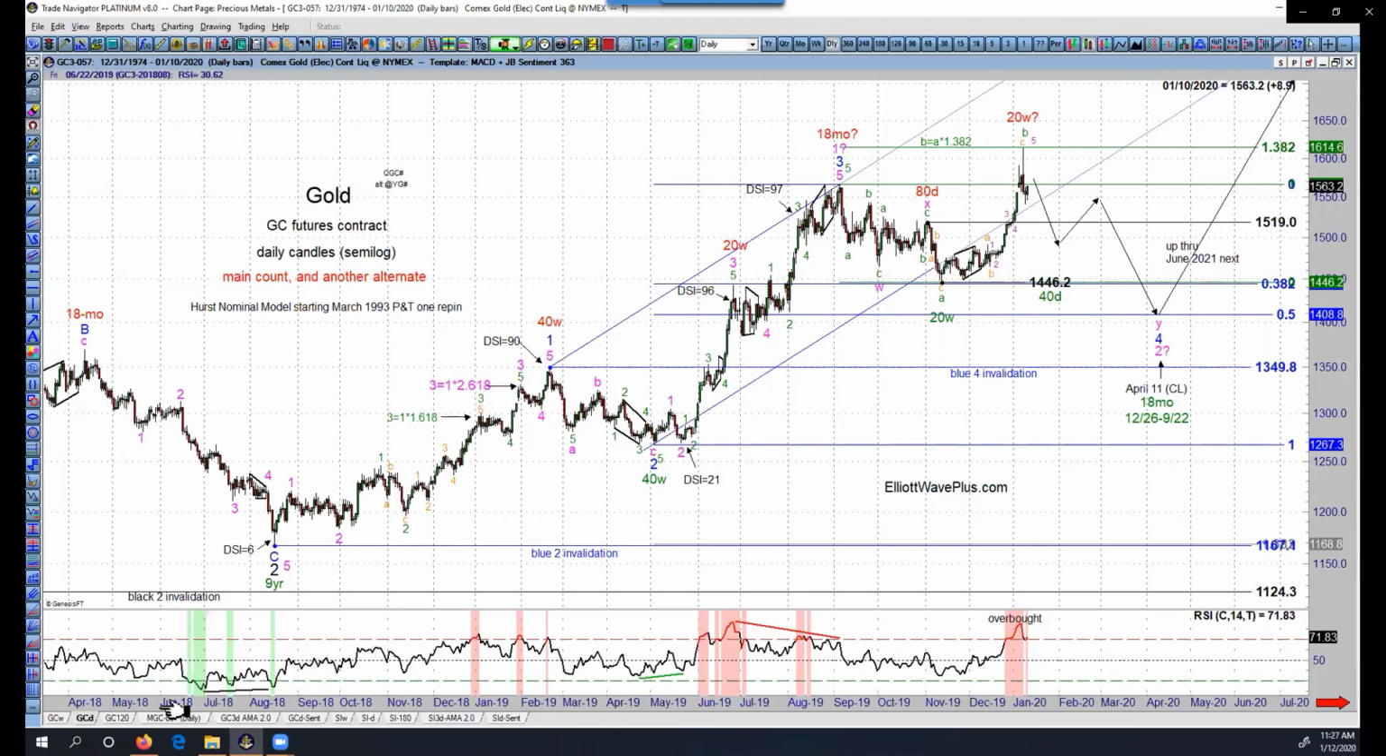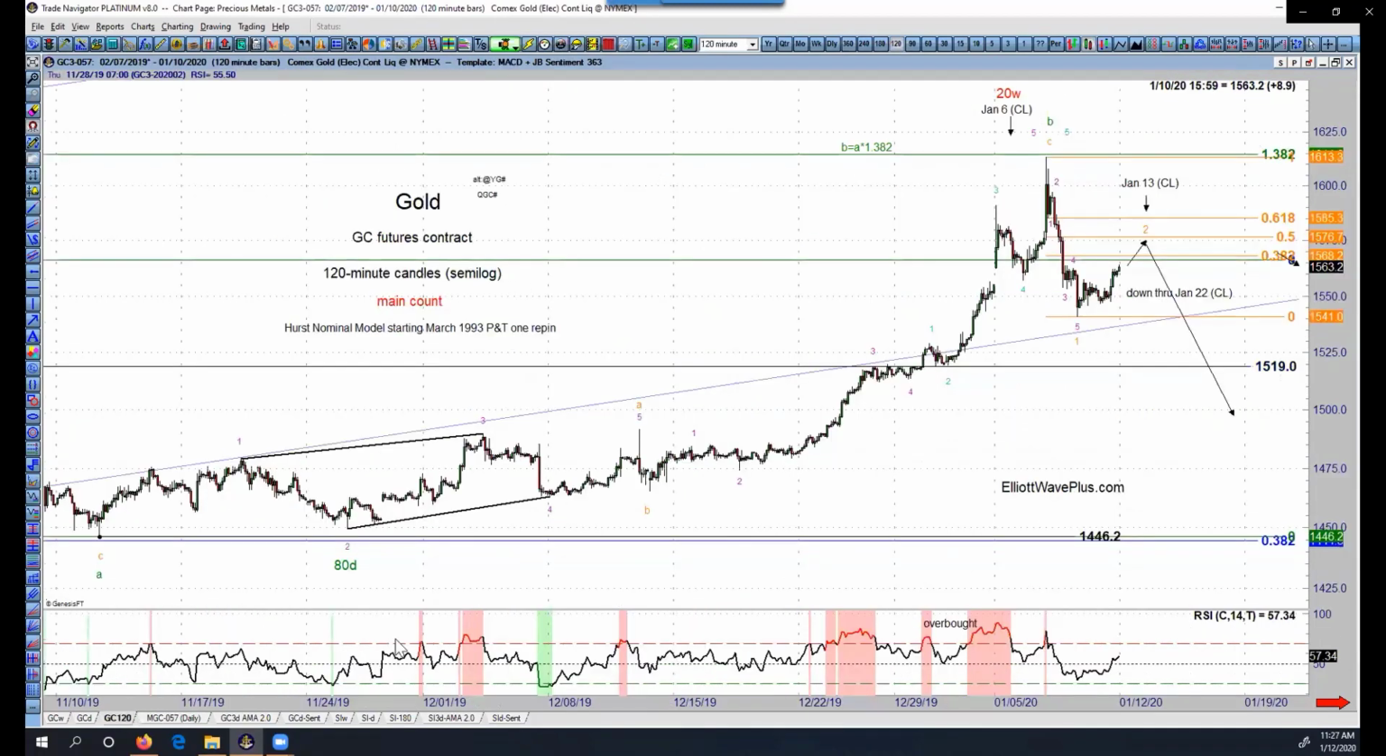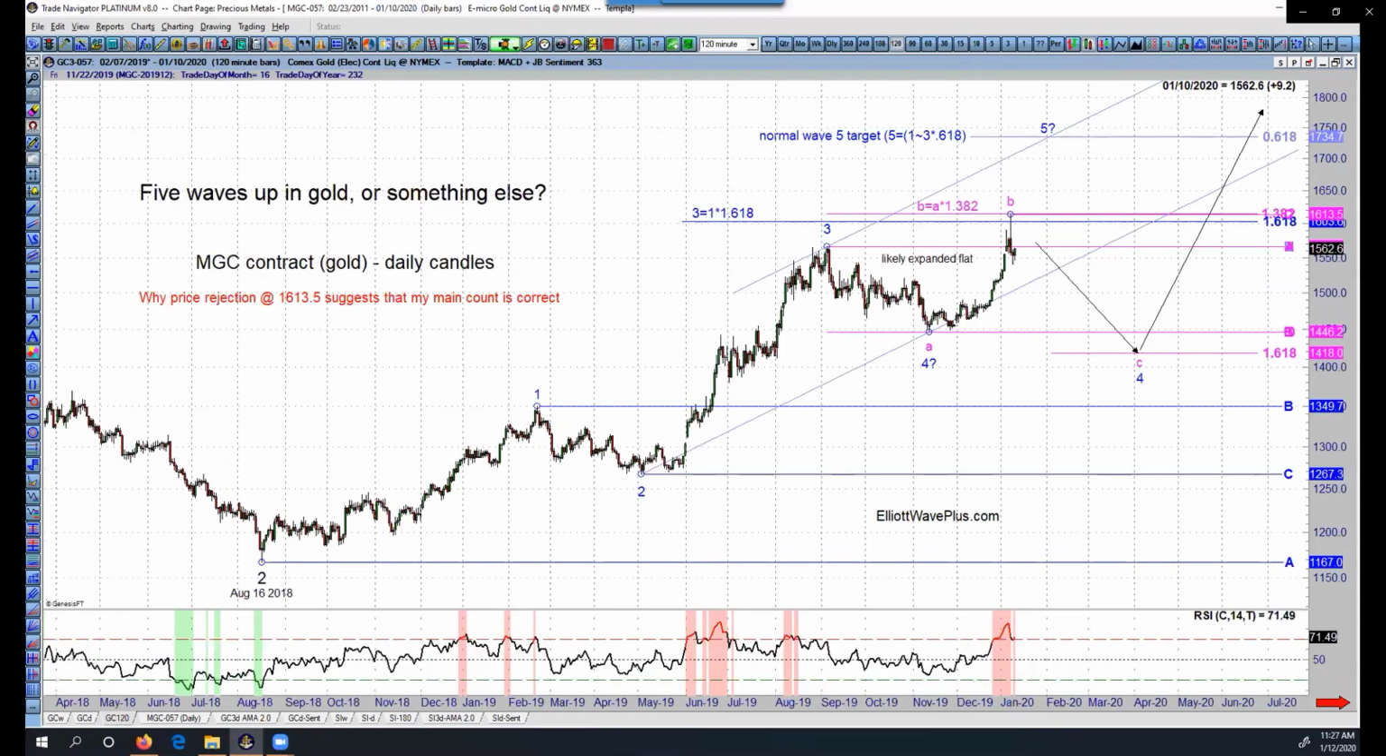Well, let's see if we can determine a way to decide that. So here's daily 5 waves up in gold or something else. I'm probably going to make a blog post about this, or maybe a little movie. So I've entitled this chart 5 waves up in gold or something else. I've got my main wave count and alternate on the chart.